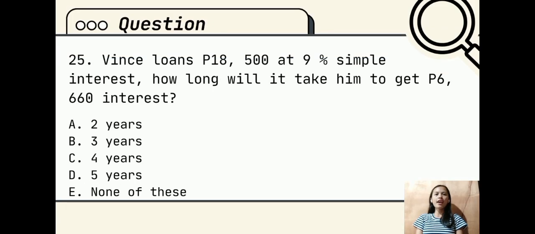Number 25. Vince loans 18,500 pesos at 9% simple interest. How long will it take him to get 6,660 pesos interest? A. 2 years. B. 3 years. C. 4 years. D. 5 years. E. None of the above.